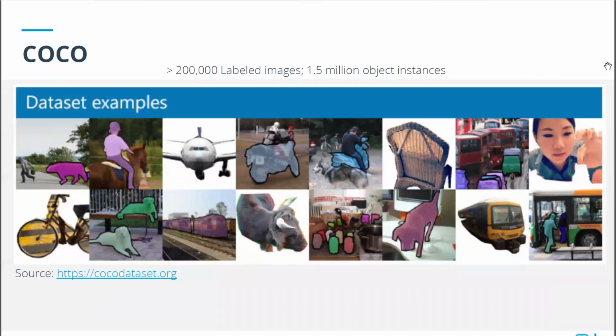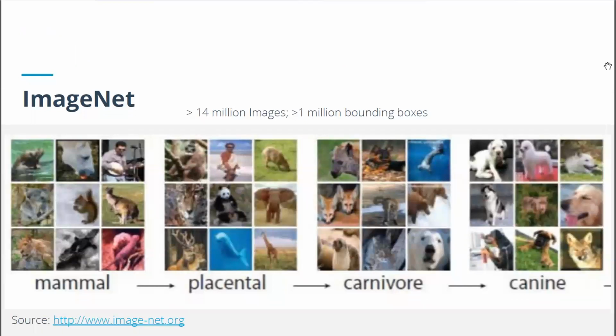This is one of my favorites: Microsoft's Common Objects in Context, or COCO, data set. This data set is of common objects and has the objects really nicely outlined, so you can do image segmentation. There are over 200,000 images here with many more instances of objects, because some of these images contain multiple different types of things: multiple dogs, many containers, a person and a horse, for example.